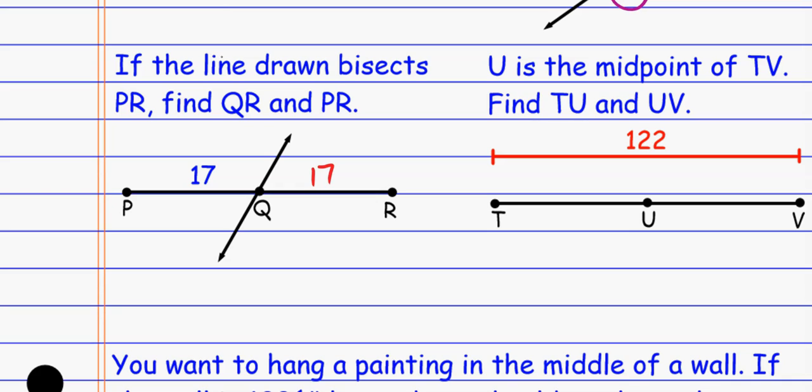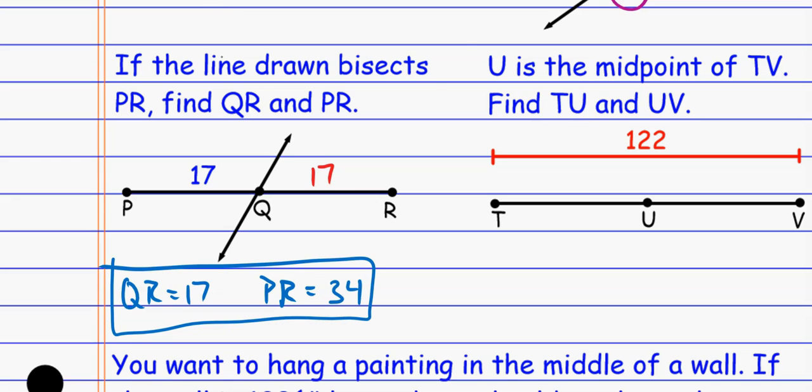Which means then, if I'm talking about the length here, QR we already identified as 17. Now I need PR. Well, this is segment addition. If the two pieces form that larger piece, then the two pieces add up to the whole thing. So the PQ plus the QR, the 17 plus the 17 should equal the whole thing. So that's a 34.